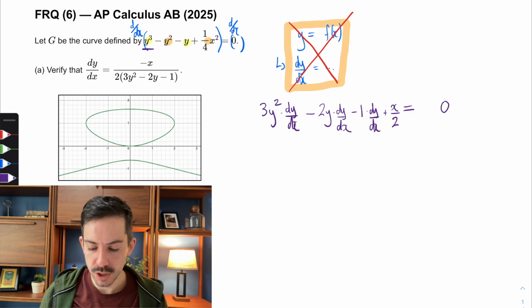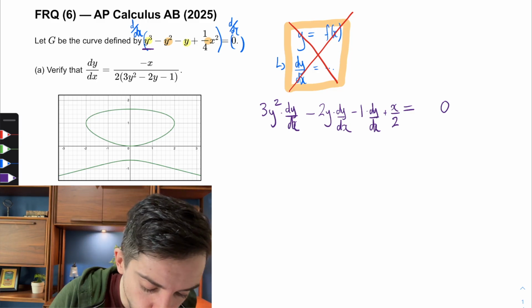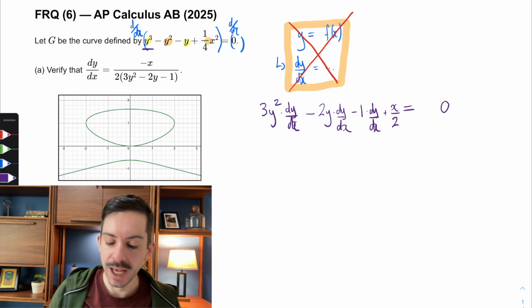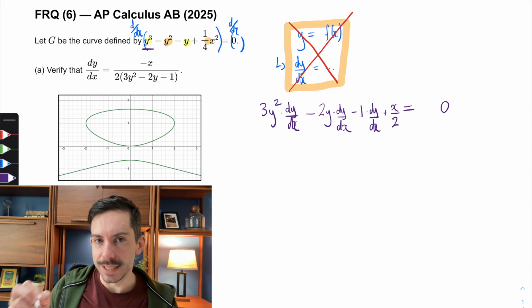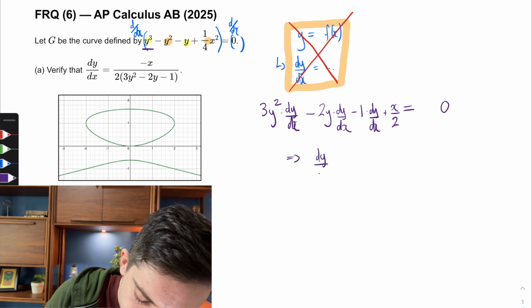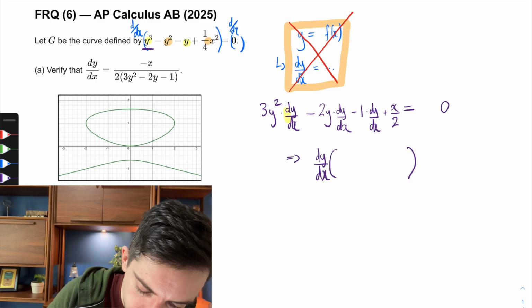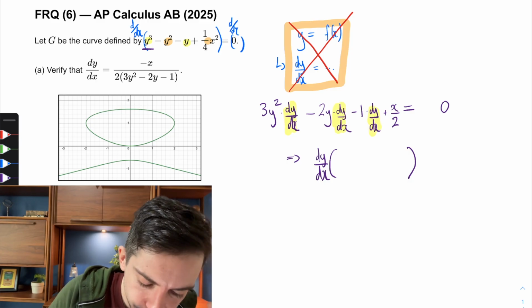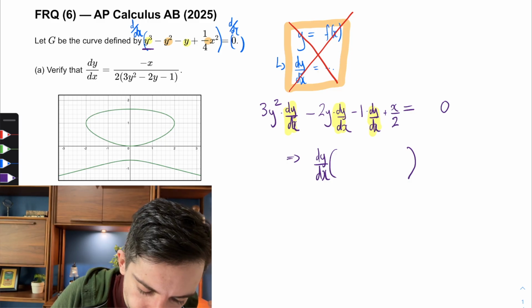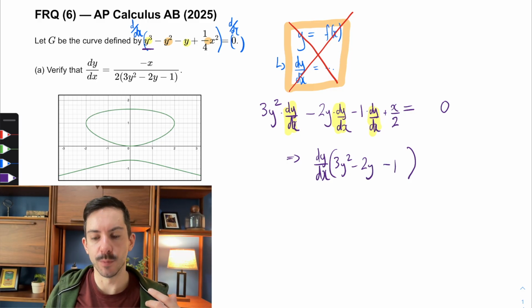Okay, so now we just need to verify that dy by dx equals this expression they've given me. So in this sort of problem, what you're going to want to do is factor out the dy by dx from every term that has a dy by dx. Okay, so what terms have dy by dx's? Well, it's this one, and this one. So when I factor out there, I'll get 3y squared minus 2y minus 1, all in my parentheses.